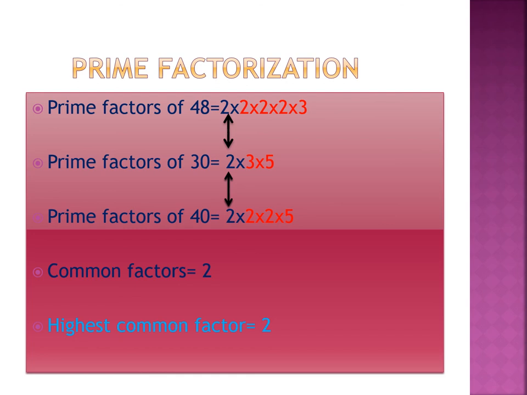So what are the common factors? That arrow can help you. Yes, 2. In this question only 2 is your common factor, because 2 is appearing in 48, but 2 is no more appearing in 30, and 2 is again appearing in 40. So what you need is 2 in all these factors, and there is no 2 in 30. That's why we cannot take it as common. So we have only one common factor, so we do not need to multiply with any number, because there is only one number, that is 2, and that is our highest common factor. So the highest common factor of 48, 30 and 40 is equal to 2.